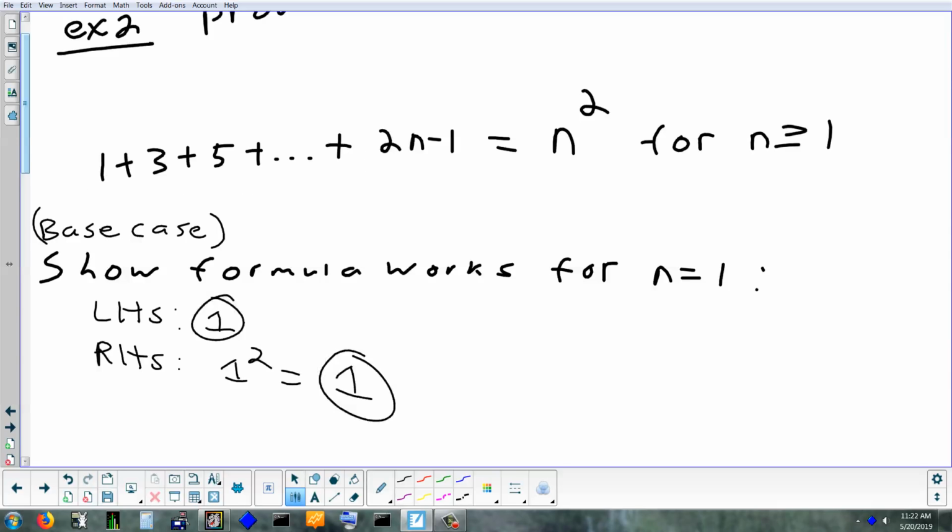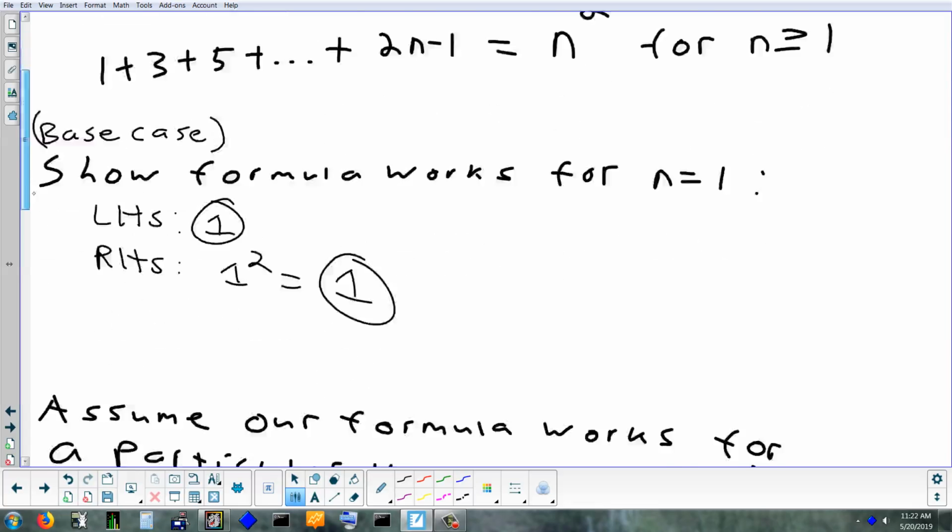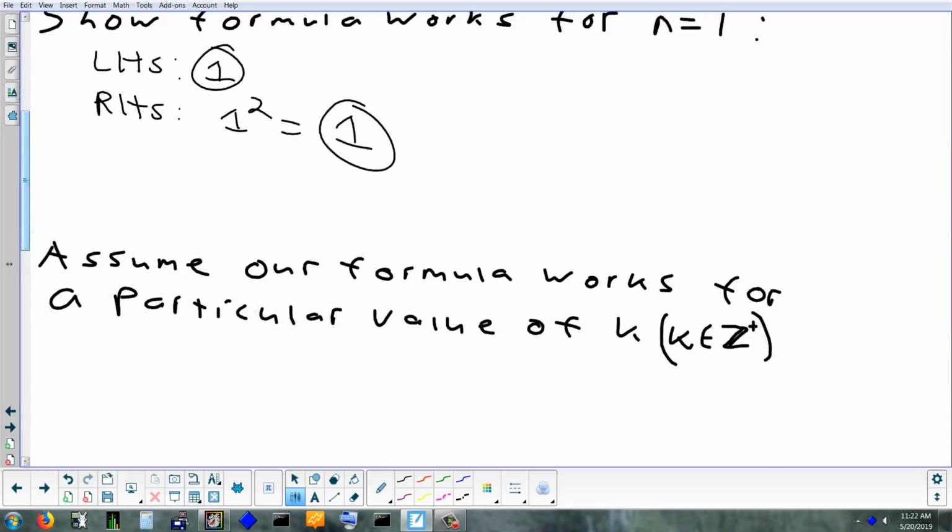Fine, let's just assume that it works for k. Maybe it works for the first 50, but maybe there's a problem when you get to 51. All of a sudden the formula breaks down. Well, we're going to prove whether that happens or not right now. So assume that your formula would work up to any particular value you want to check. Remember, we can't just sit here checking all of them by hand.